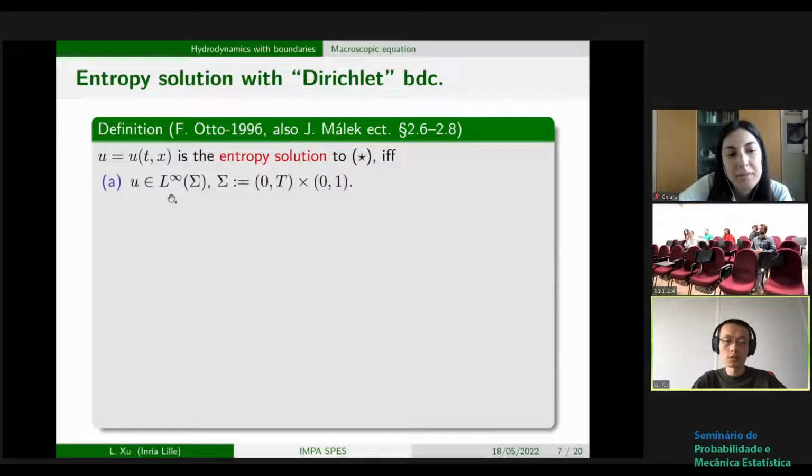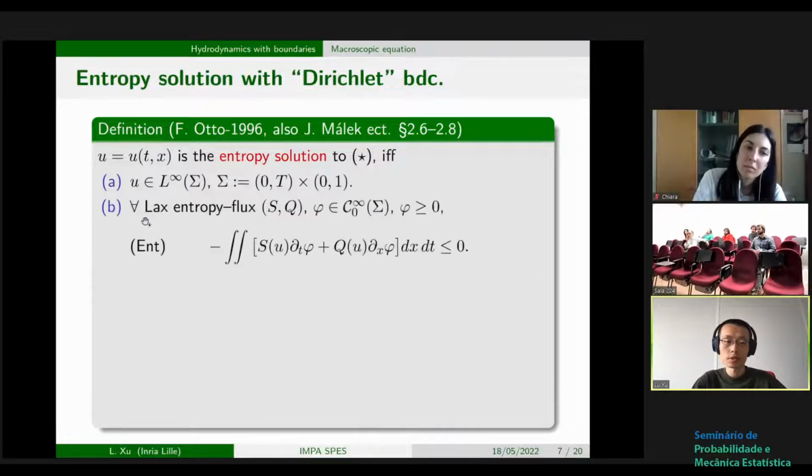First, this u is L infinity. So this is a regularity. Then the Lax entropy gives me the entropy inequality. This is also well known. It says that for any Lax entropy and any smooth test function phi, this integral is always negative. Notice that here I'm taking the test function to be compactly supported. It means that this entropy inequality doesn't see anything about the boundary and the initial condition. So this is just the entropy inequality inside the domain.